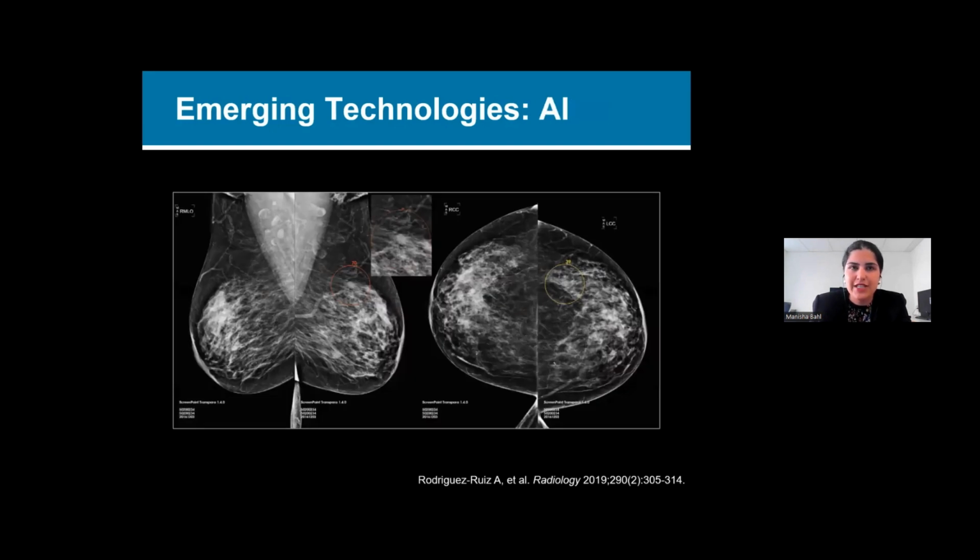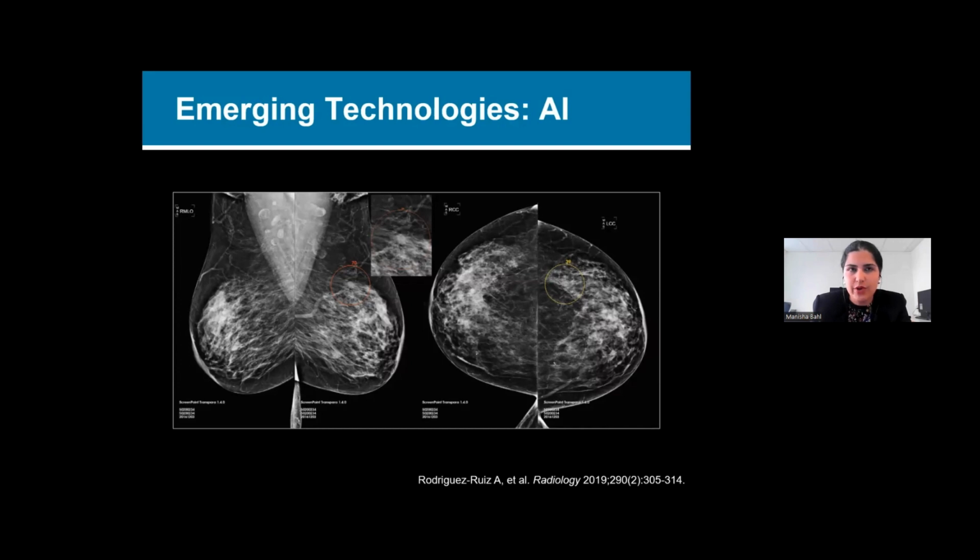The next emerging technology that I'd like to discuss is artificial intelligence, or AI, which is a research interest of mine. There are more than 20 Food and Drug Administration cleared AI algorithms for breast imaging, which are increasingly being used in the clinical setting.